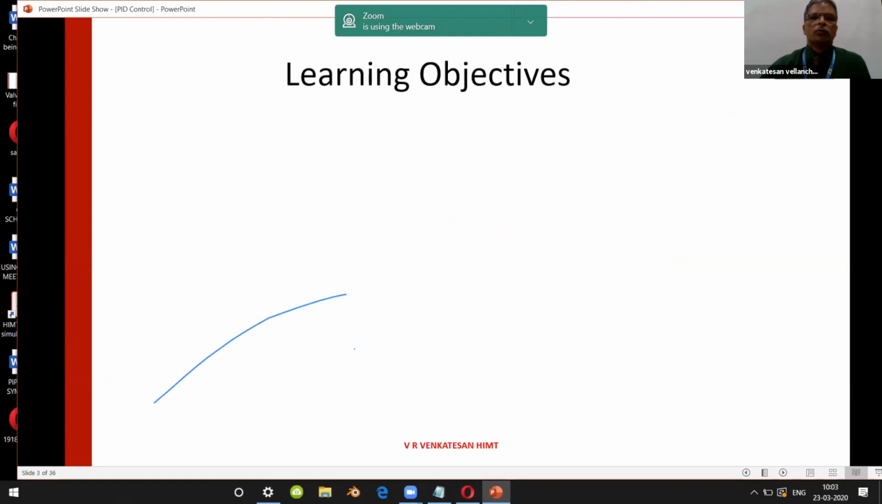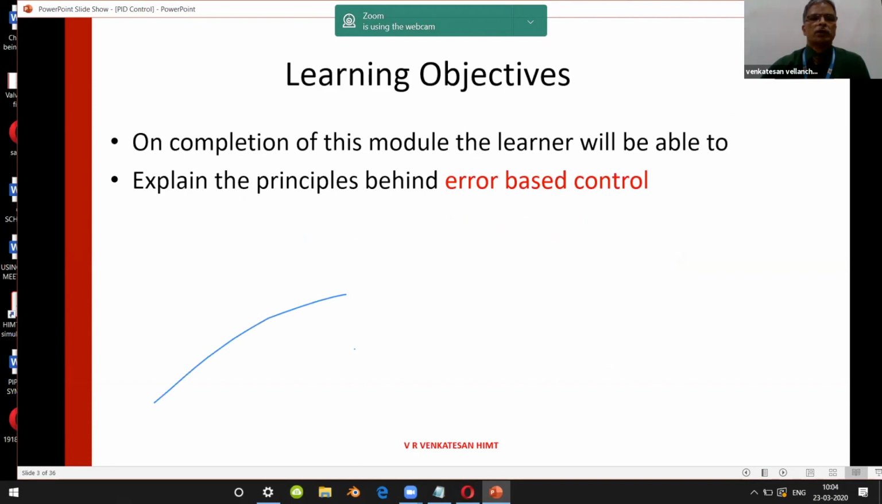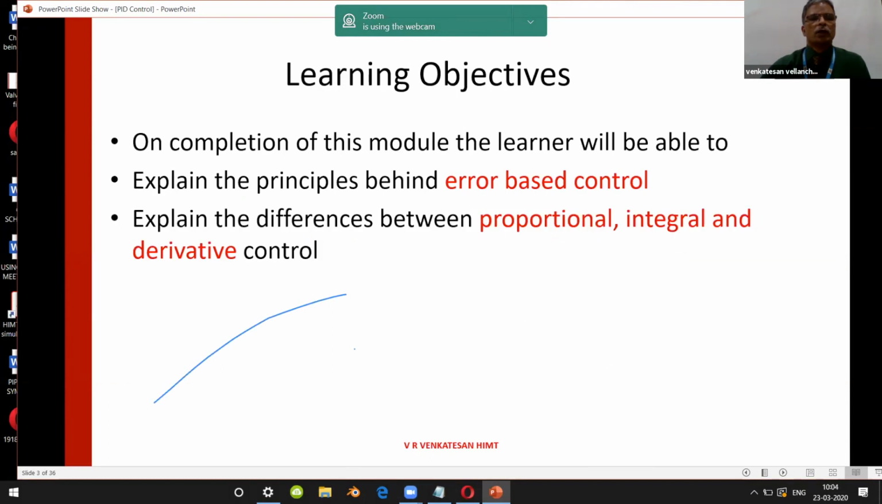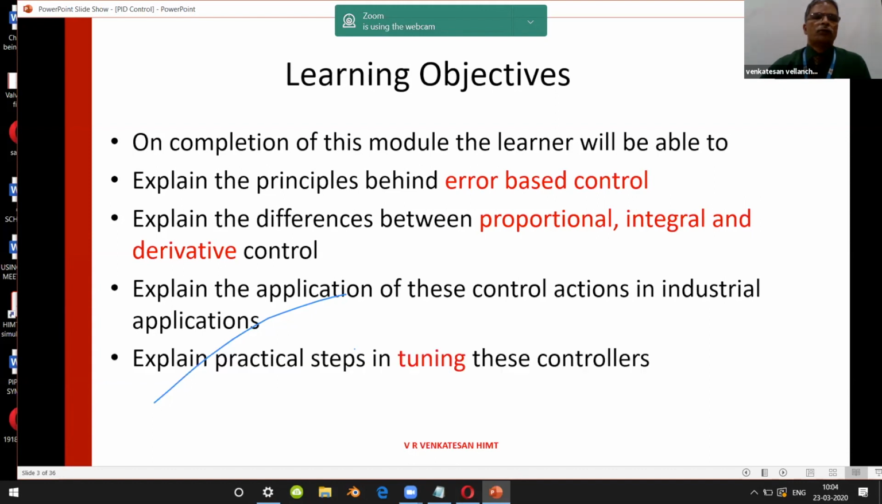So the learning objective for this class will be, we look at the principles behind error-based control. We look at the differences between proportional, integral, and derivative control. And we look at some of the applications of these control actions in industrial situations. We will look at some of the practical steps in tuning these controllers. But like I said in the beginning, this is only first part.